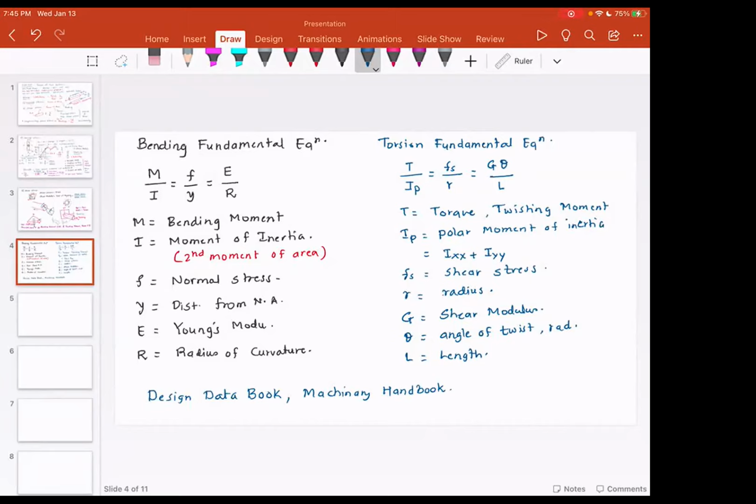Now what I want to do is work out a few simple problems, and the reason is that some of these problems are similar to the homework problems that I have asked you to solve. So I'm going to work out problems on normal stress, shear stress, the relationship between stress and strain, some problems on bending, and some problems on the fundamental torsion.